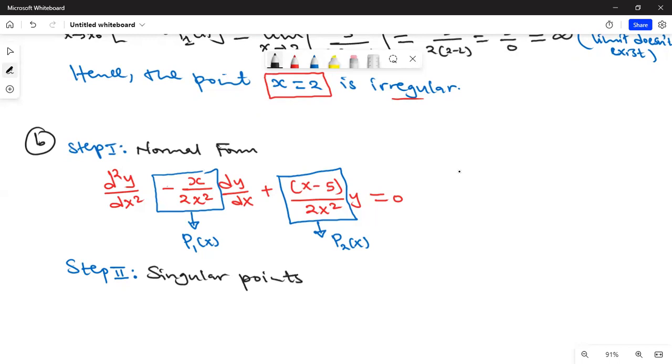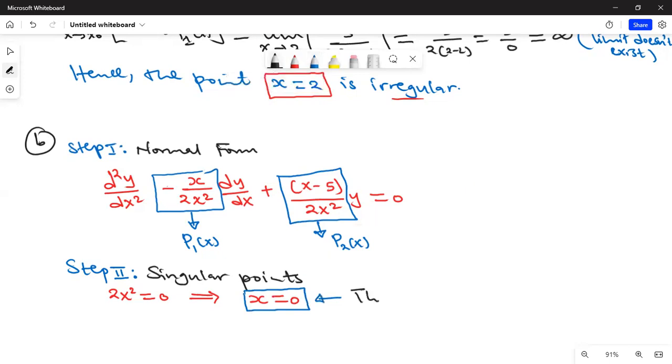So I told you what to do. Equate the coefficient of the highest derivative to 0 and solve for x. So we'll write 2x squared is equal to 0. So what will be x in this case? When you divide, you get x is equal to 0. That's the only singular point. There's no other singular point. All the other points are ordinary points. So you can say this is the only singular point.